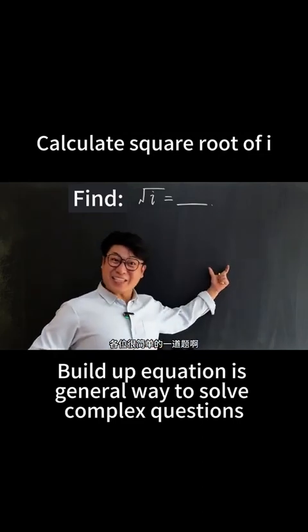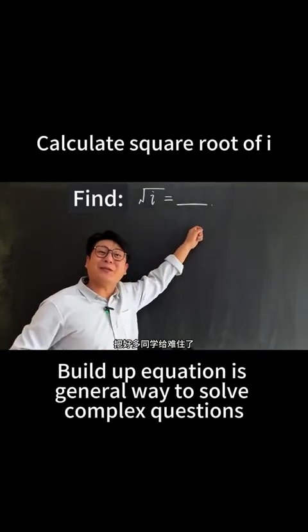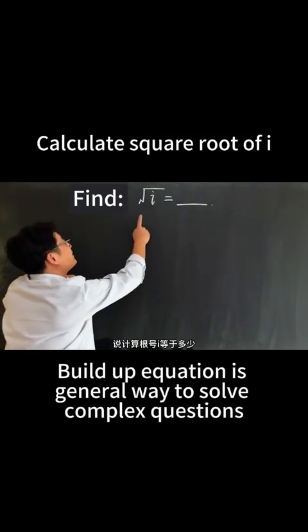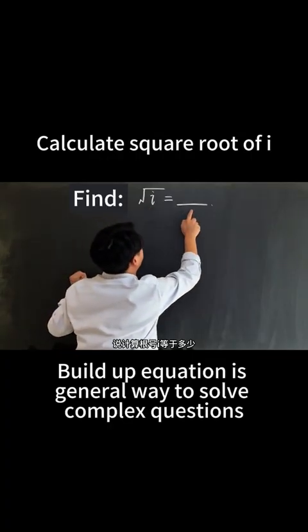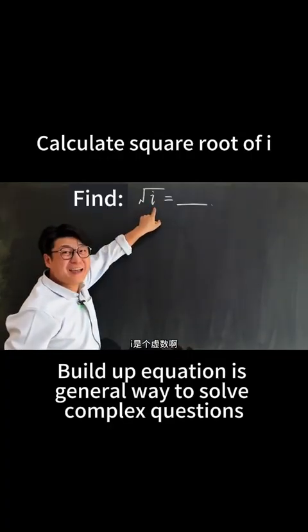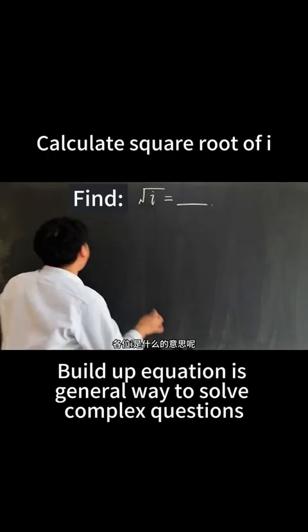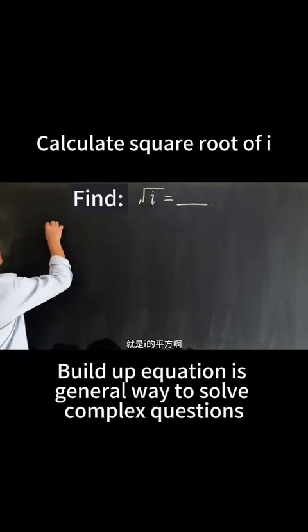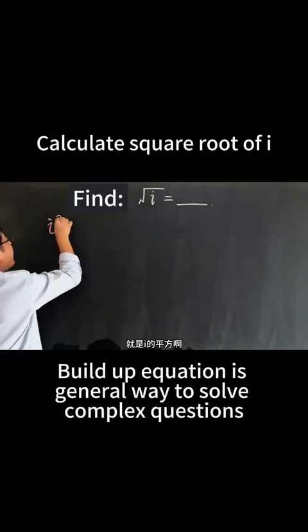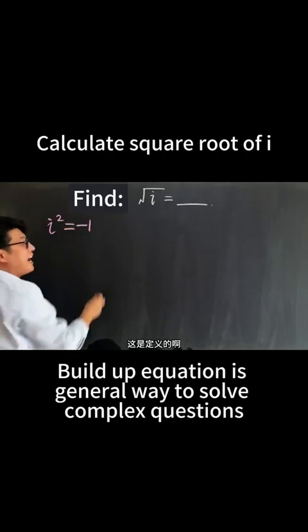This is a very simple question, but it has stumped many students. Let's take a look. It asks, what is the value of the square root of i, and what is i? i is an imaginary number. What does i mean? It's the square root of -1. It equals -1. That's by definition.